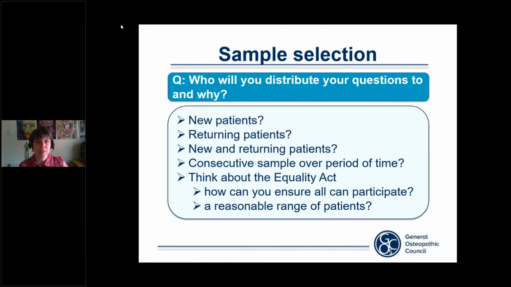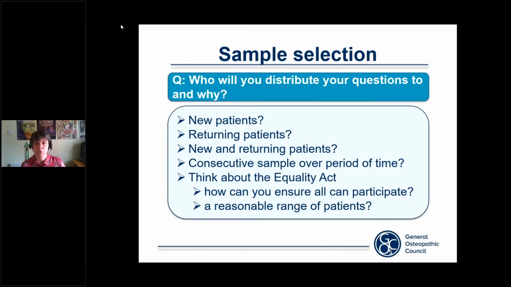So other things that you need to think about, once you've decided which template or which option you're going to go with, is your sample selection: who you distribute your questions to and why. When we talk about sample selection, we're talking about who that will be. For some of you, you might decide to just do your survey with new patients. Others might decide to do it just with returning patients, or you might want to do it with both new and returning patients.